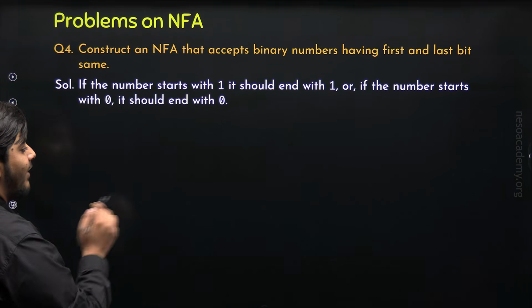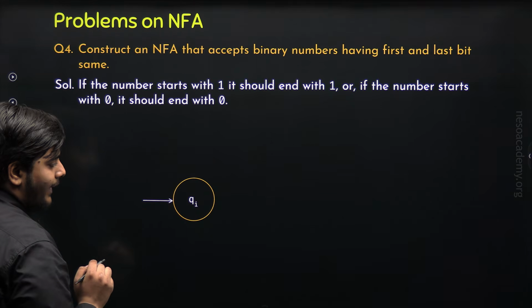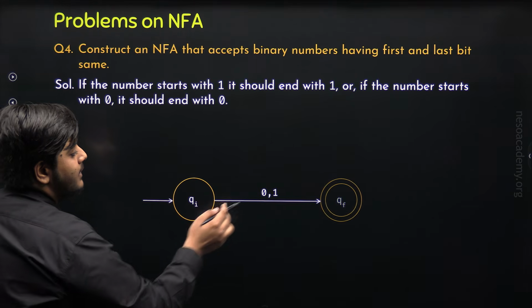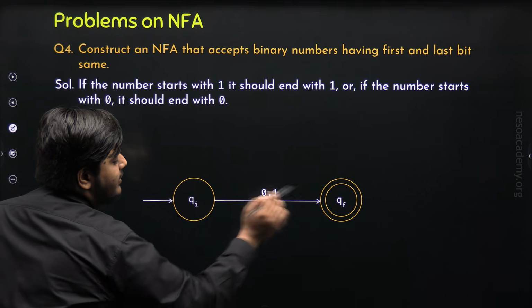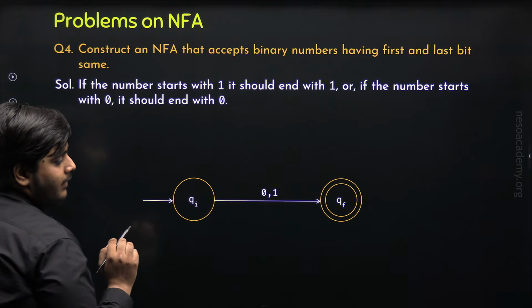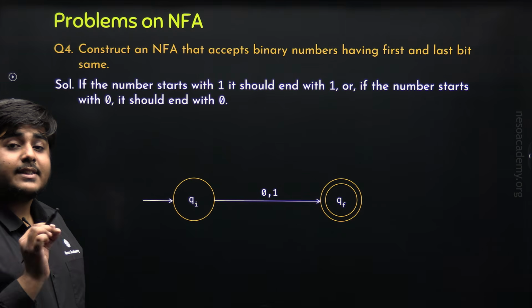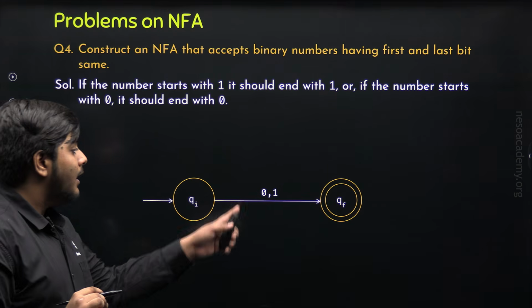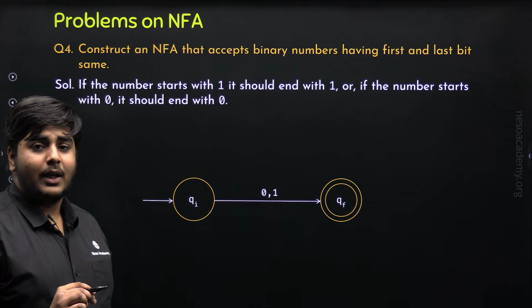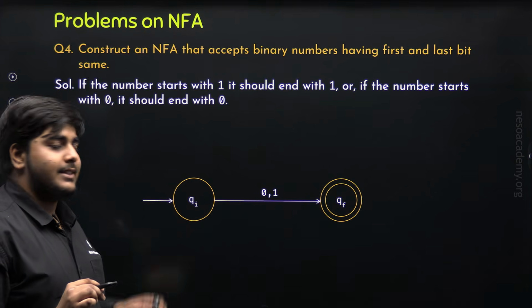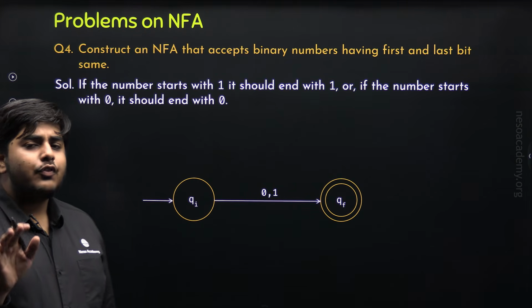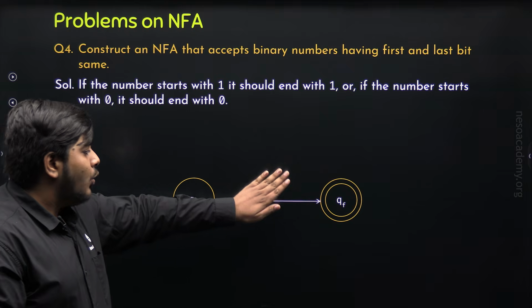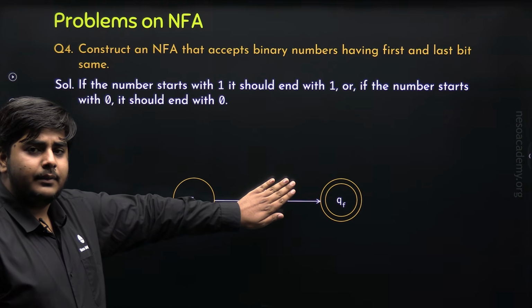So let's make the transition diagram to accept these two strings. First of all, we will have our initial state, Qi. On getting the input symbols 0 or 1, we will reach the final state, Qf. In this way, these simplest possible valid strings, a single 0 or a single 1, are accepted by this transition diagram.